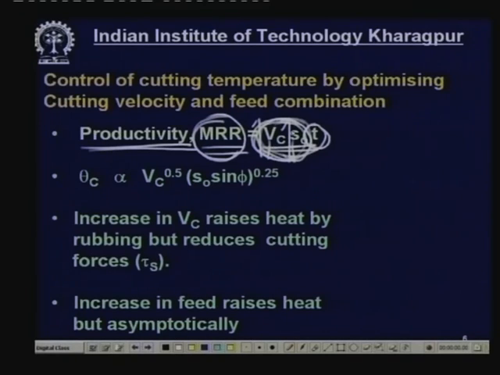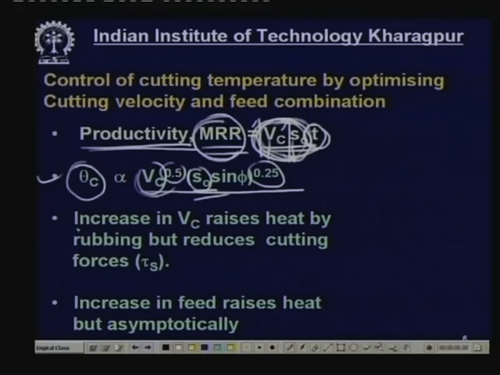While this variation will enable reducing the temperature, while optimizing or varying or controlling the velocity and feed, there are important things we have to keep in mind. Number 1, the cutting temperature is a function of this equation, velocity and feed. Here you see it is more susceptible to velocity because the index is 0.5, and less susceptible to feed because the index is 0.25. This is one thing to be remembered.